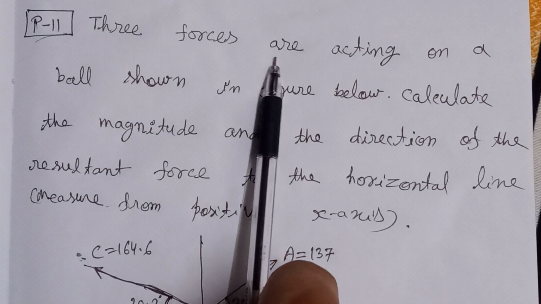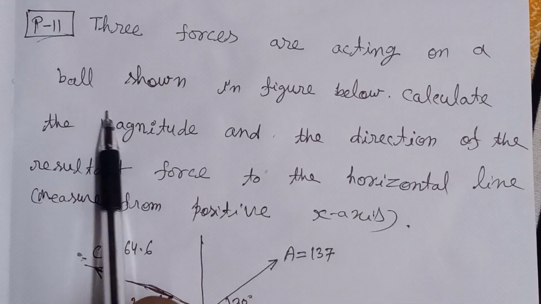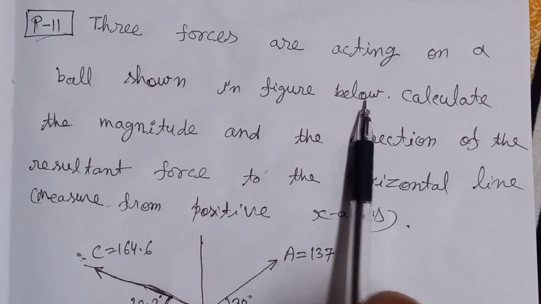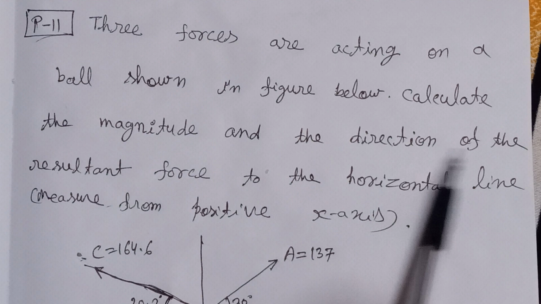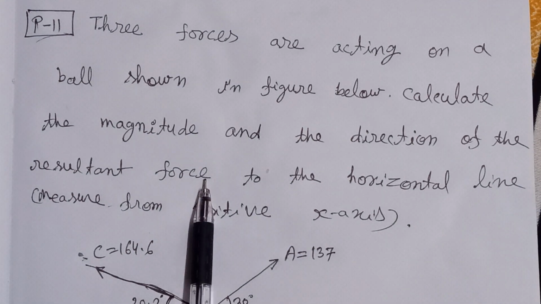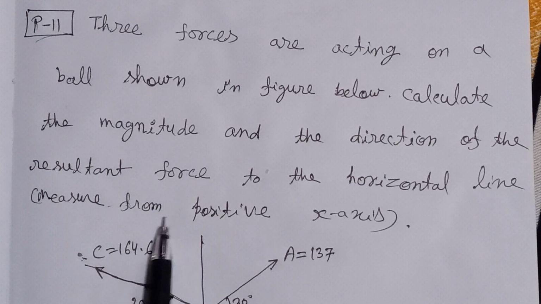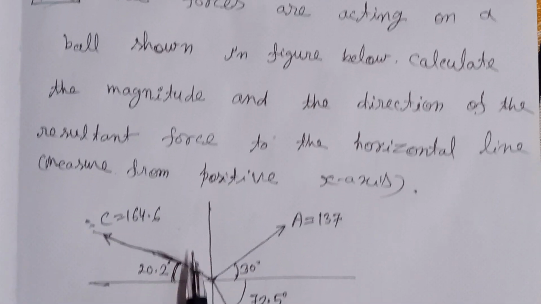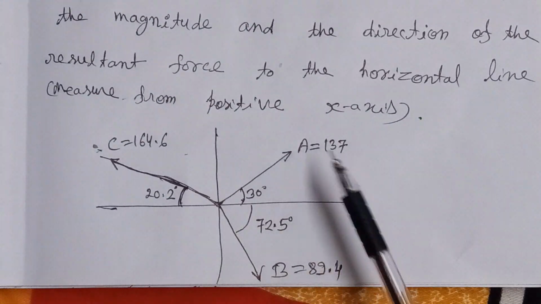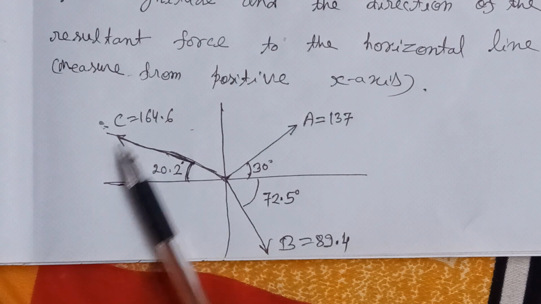Three forces are acting on a ball shown in the figure below. Calculate the magnitude and direction of the resultant force to the horizontal line, measured from the positive x-axis. Here we are given three forces A, B and C.